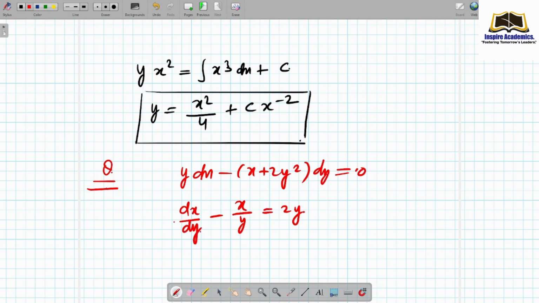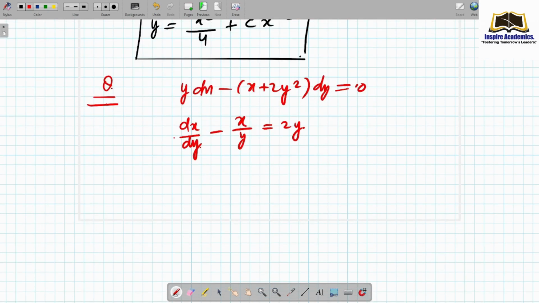Whenever you have such a question, you will see that the equation is altered like dx by dy. This time it will be plus px, instead of py it becomes px, and here it will be q. P and q would be either constant or a function of y this time. Remember, dx upon dy means your parameters have reversed.